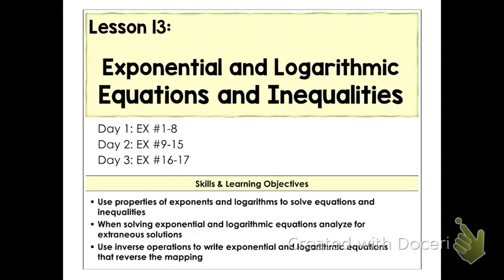Right, lesson 13 is exponential and logarithmic equations and inequalities. And so here, our skills and learning objectives are going to be to use the properties of exponents and logarithms to solve equations and inequalities. When solving exponential and logarithmic equations, we're going to analyze for extraneous solutions. And we're going to use inverse operations to write exponential and logarithmic equations that reverse the mapping.